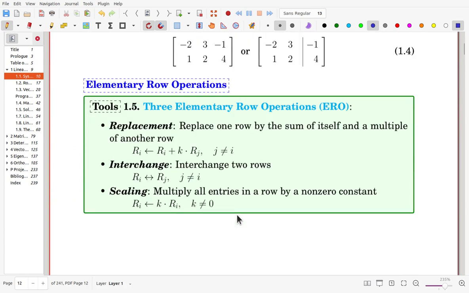Now, the second one is interchange. Just simply swap rows, the ith row and jth row are exchanged. And scaling: we multiply the whole row by a non-zero constant k. Just simply the ith row is now replaced by k times the ith row. That is scaling. These 3 elementary operations will be used for solving linear systems, and they will be used all the way through the class by the end of the semester.